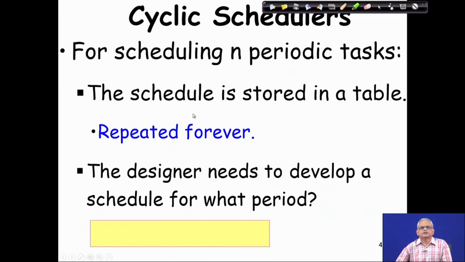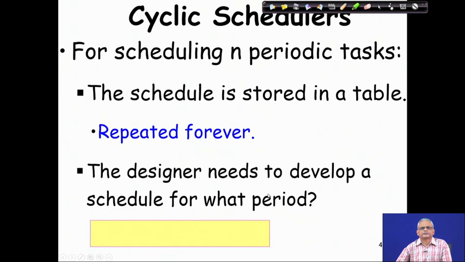So, the schedule here is stored in a table, as in the case of other cyclic schedulers, the table driven scheduler, which is repeated forever, but we will see that it overcomes setting a timer again and again. So, we have n periodic tasks. Then let me ask this question: to repeat the schedule, what should be the period of repetition?